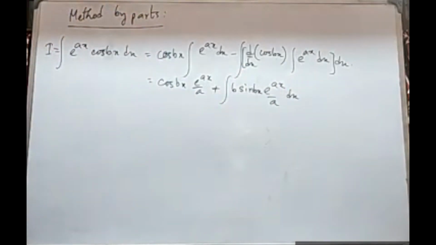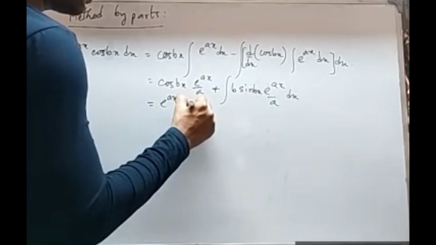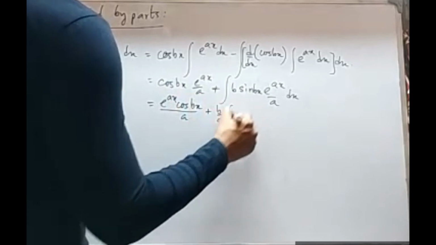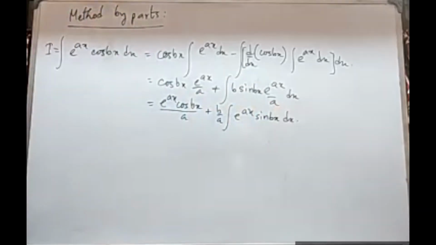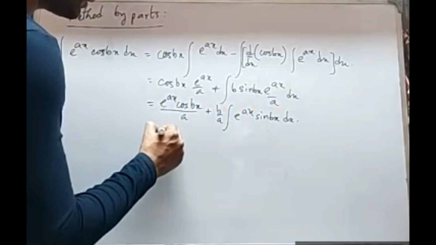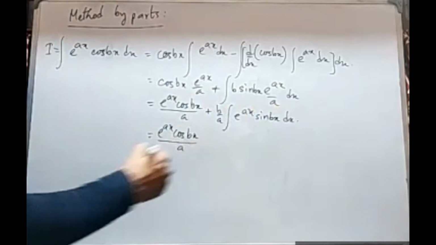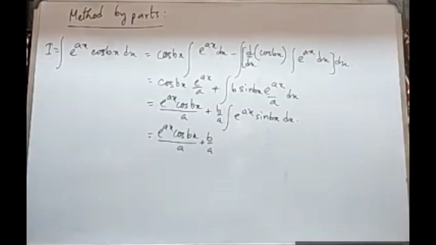Nothing advantageous is done. It is that much complicated only. So for this reason, we need to again apply the method of by parts for the second term. So we are keeping it as it is, the first term cos bx by a, and the second term we are again integrating using the method of by parts.